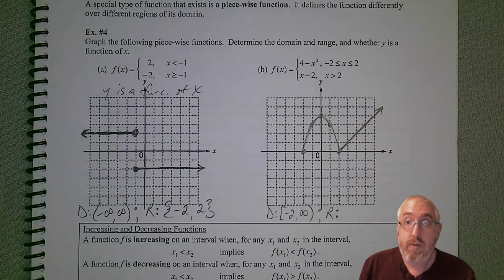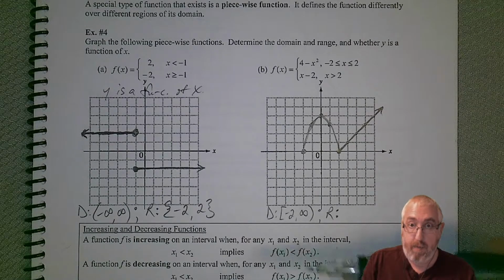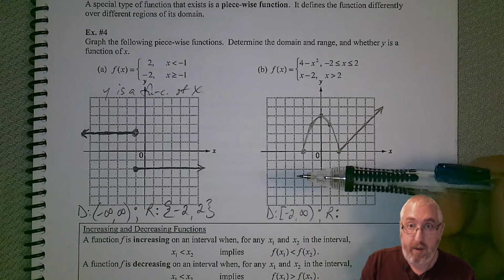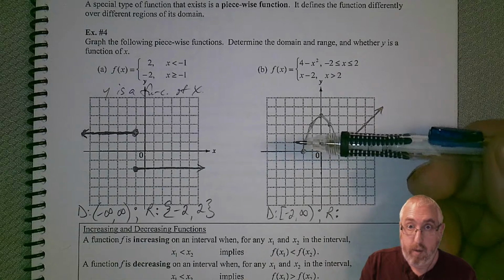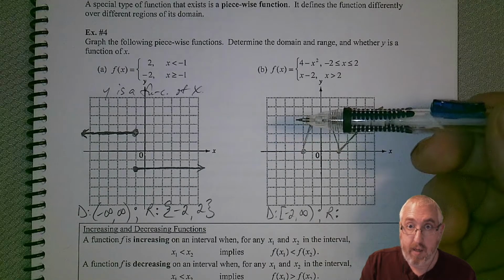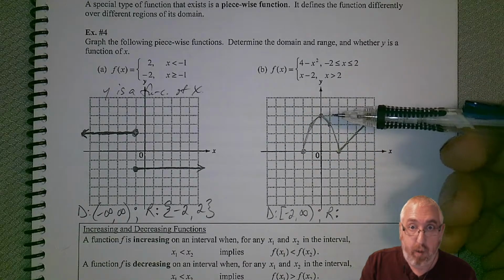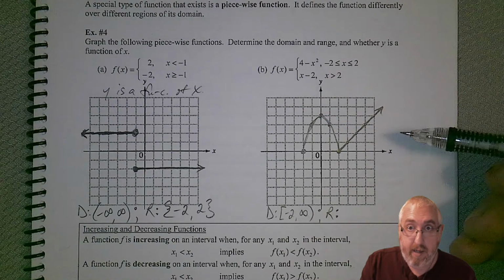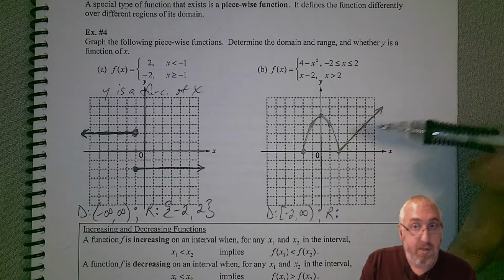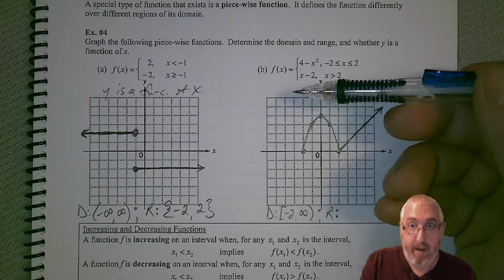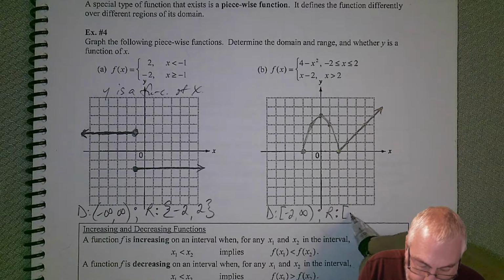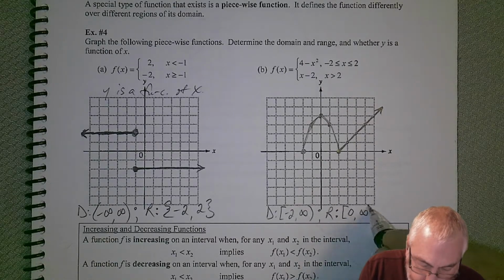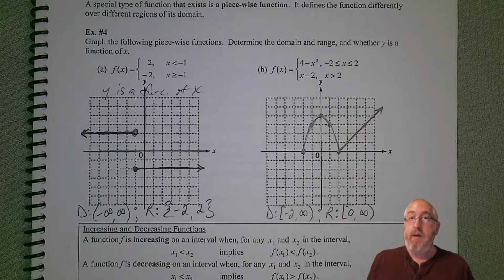The range, well, horizontal. Nothing, nothing, nothing, nothing, wham. Starts hitting at 0. Keeps hitting, keeps hitting, keeps hitting. Stops hitting on this one, on the curve, but it keeps hitting on this line. So it's hitting it forever. So we want to start at 0 and include it and go all the way to infinity. And now the final question, is it a function?